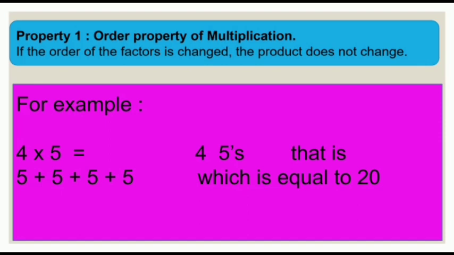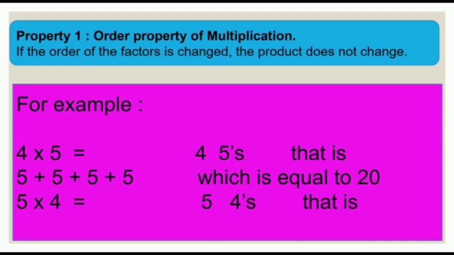Now 4 5s is 20. And if you do the addition, 5 plus 5, 10 plus 5, 15 plus 5, 20. So the answer is 20. Now next. पहले क्या लिखा था? 4 मल्टीप्लाई बाय 5. अभी हम लोगों ने फैक्टर्स का प्लेस चेंज किया, ऑर्डर चेंज किया. अभी कैसे लिखा है? 5 मल्टीप्लाई बाय 4.